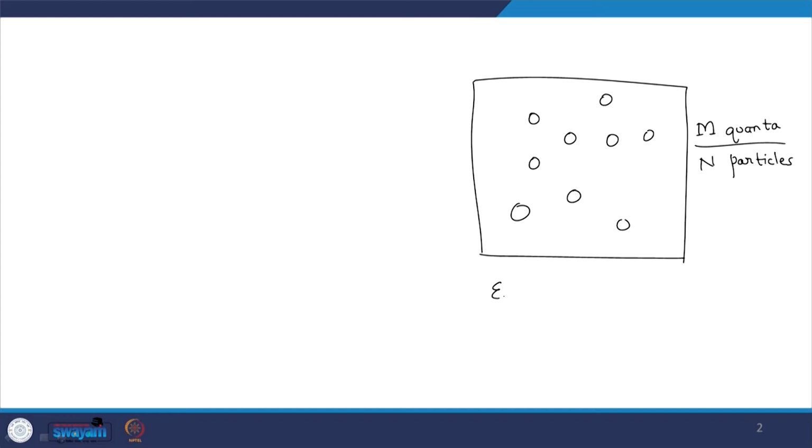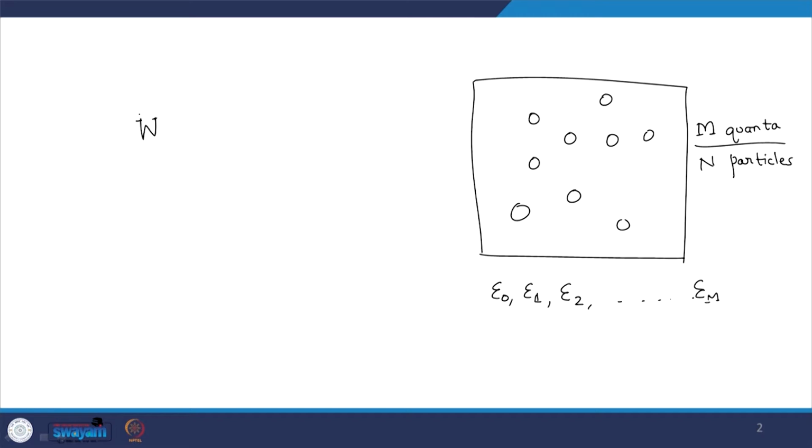That means, we can in general say that we have energy levels epsilon naught, epsilon 1, epsilon 2 to some epsilon m. If they were uniformly spaced, then it was like in multiples of epsilon, but this need not be generally true. So, for this particular problem, we have already established that the number of ways for a particular distribution in which n naught particles have energy epsilon naught, n1 has energy epsilon 1, n2 has energy epsilon 2, and so on, let us say nm has energy epsilon m, is given as n factorial divided by n naught factorial, n1 factorial until nm factorial.